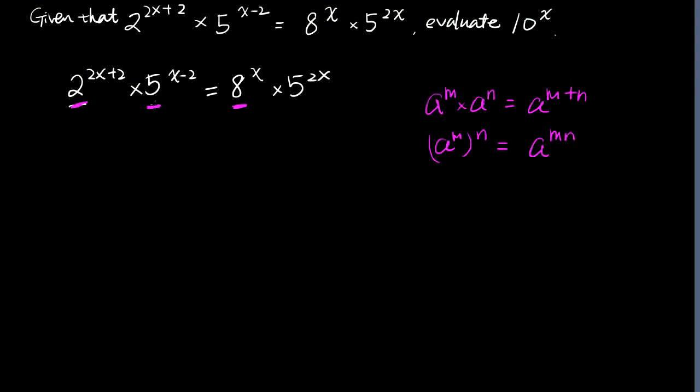So first of all, 5 and 5, they are the same. But 2 and 8, are they similar or different? Or is there any relationship between them? Hey, do you know 8 could be expressed as 2 to the power of 3? Am I right? So I actually want to see smaller base on both sides of the equation. So basically I'm going to convert 8 to 2 to the power of 3.